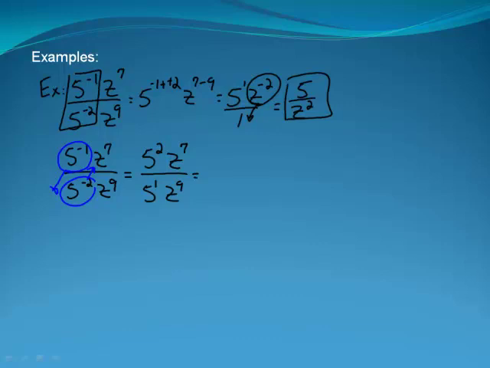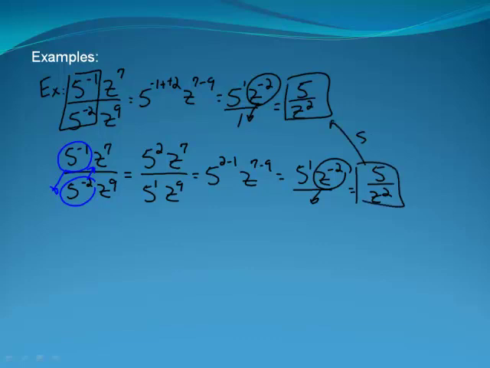Now if we use properties of exponents, we've got base 5 to the 2 minus 1 power times z to the 7 minus 9 power. That gives us 5 to the first, z to the minus 2, and then as your final step, you still need to move that z down, and we get 5 over z squared. Same answer, approached a little bit differently, but same answer in the end.